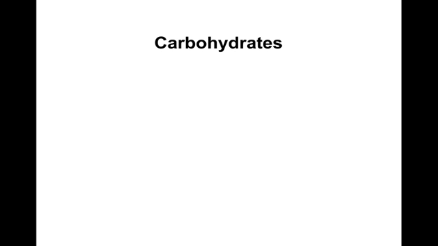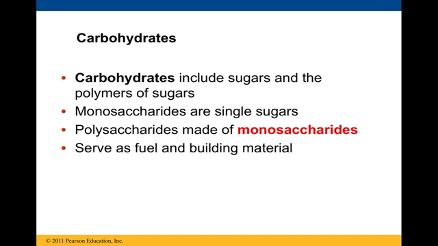In carbohydrates, we have to know a couple of examples for monosaccharides, disaccharides, and polysaccharides. So carbohydrates, the common name is sugars. The reason why they are called sugars is because most of them are sweet, but not all.